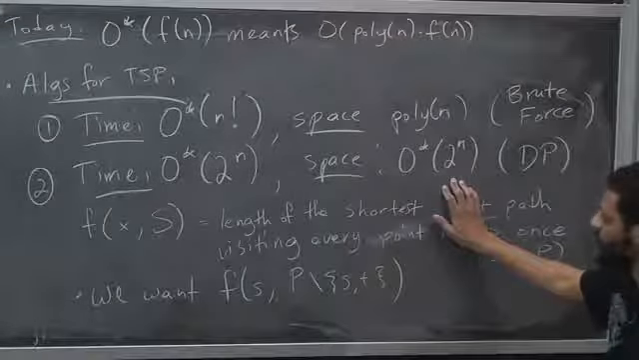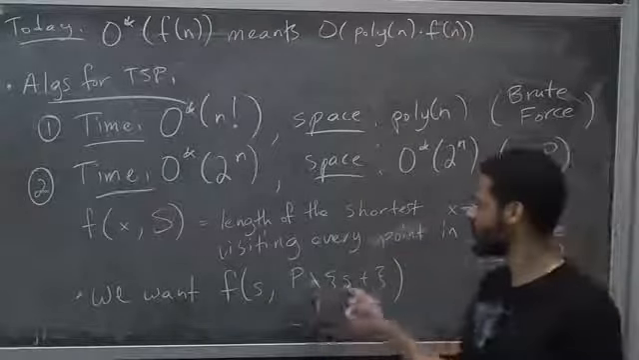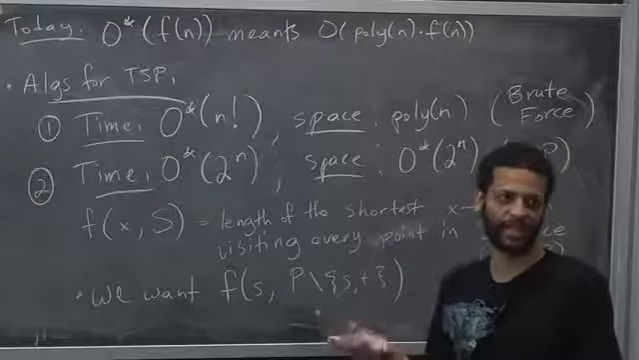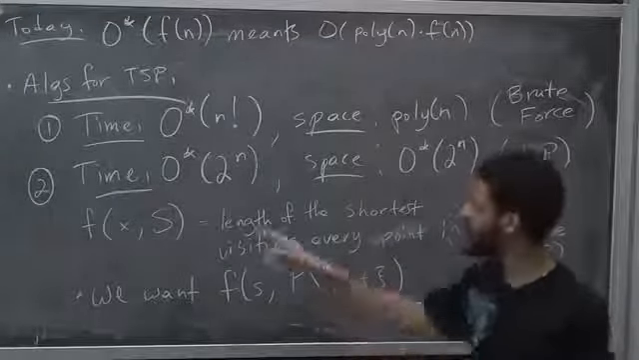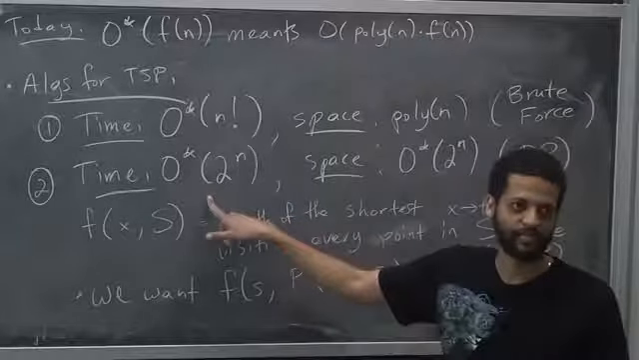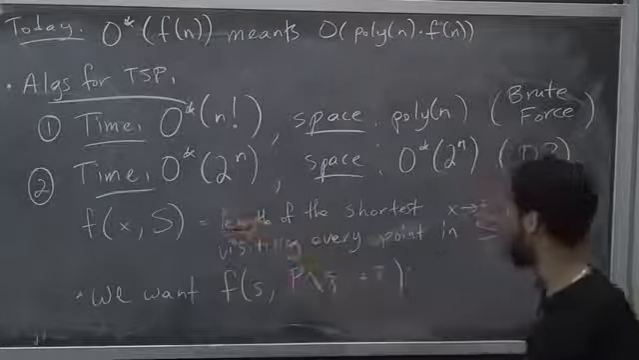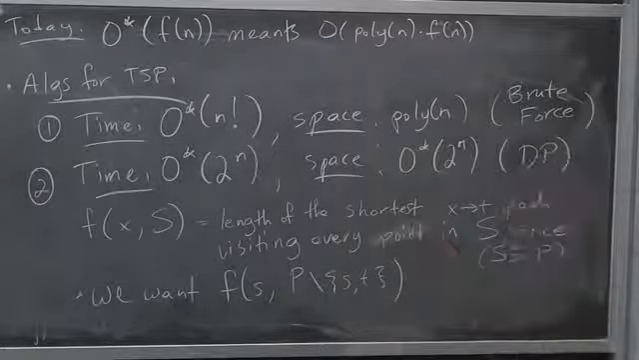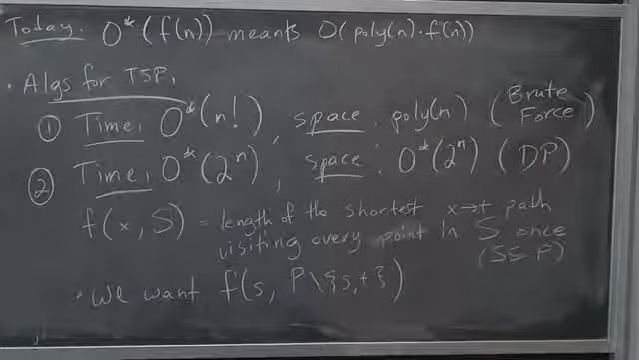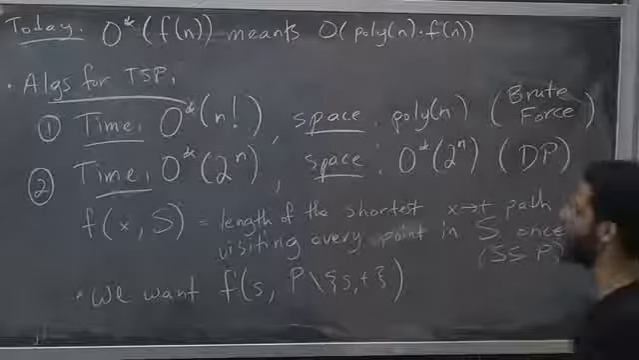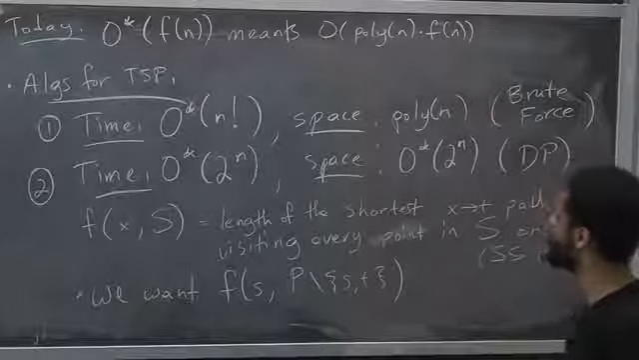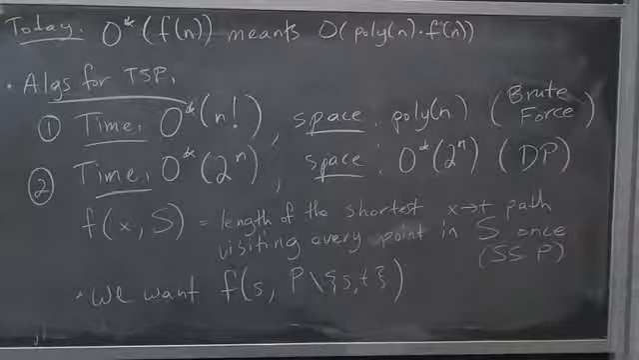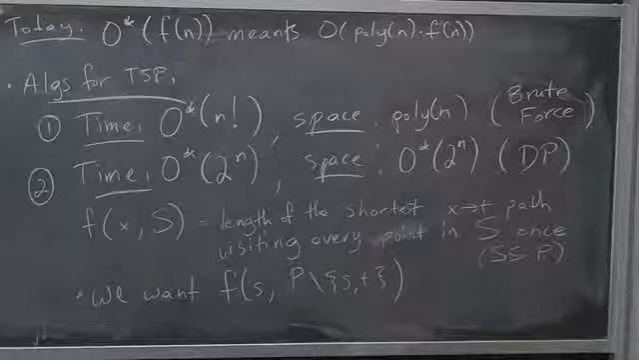And your time, well, for each state, you need to loop over the next vertex to go to, which has about n possibilities. So your time will be like n squared times 2 to the n. So great, we can get poly space with n factorial time, which is super exponential. It's like n to the n, which is like 2 to the n log n. Or exponential time with exponential space.